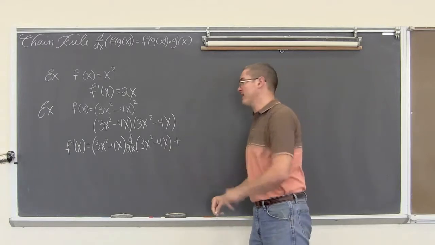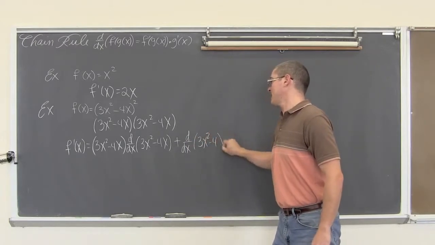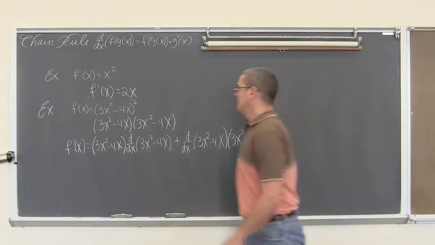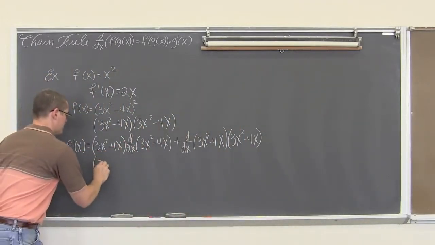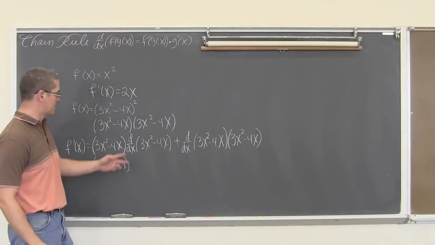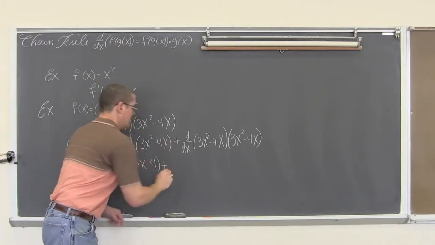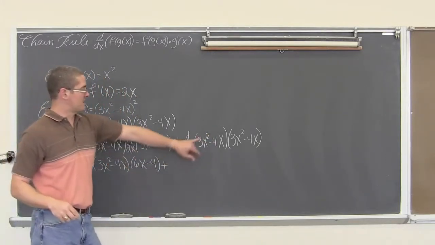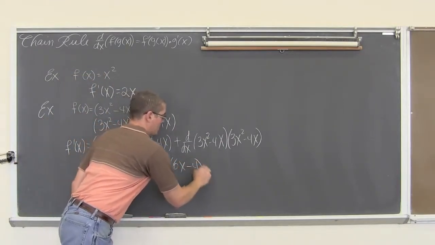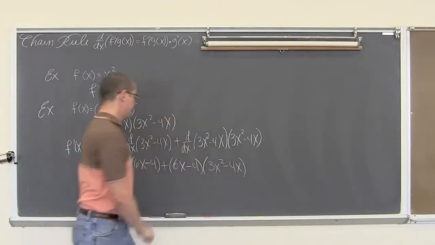Plus, now we're going to take the derivative of the first factor. So the derivative with respect to x of 3x squared minus 4x, times 3x squared minus 4x. Now, the derivative of 3x squared minus 4x is going to be 6x minus 4, plus the derivative of 3x squared minus 4x is, again using the power rule and constant multiple rule, 6x minus 4, times 3x squared minus 4x.